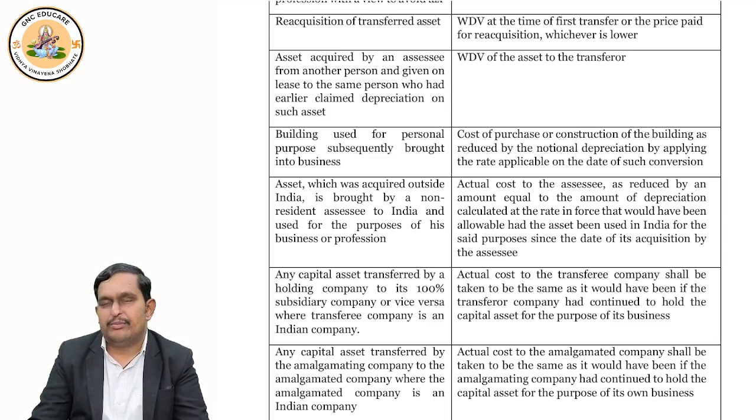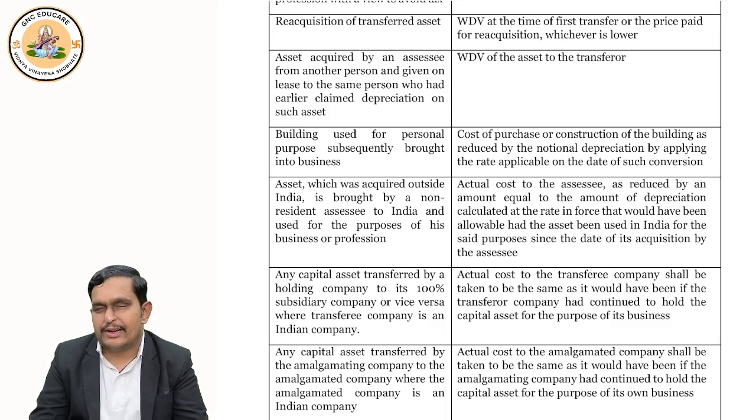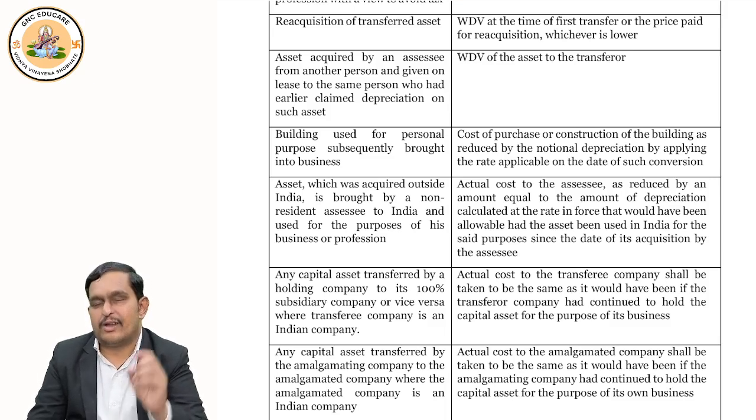Now when I said the building was used for personal purposes and later used for business, you take the actual cost, deduct depreciation for so many years of use, and whatever WDV comes is the cost. The same is the case for a foreign asset brought to India. An asset used in a foreign country is later brought to India. Same, how many years was it used? From the actual cost, deduct the depreciation for that many years, and whatever WDV comes becomes the cost.